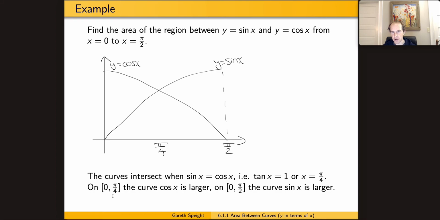For instance, if we go from 0 to pi over 4, sine of 0 is 0, and cosine of 0 is 1, so the cosine curve is going to be on top. And if we go from pi over 4 to pi over 2, for instance, at the pi over 2 endpoint, sine of pi over 2 is 1, cosine of pi over 2 is 0. So in the second part, the sine curve is going to be on top. So we said we should split into two pieces, on each of which integrate top minus bottom. On the first one, we're going to integrate cosine minus sine. On the second, we're going to integrate sine minus cosine. Or we can think of it as this formula.